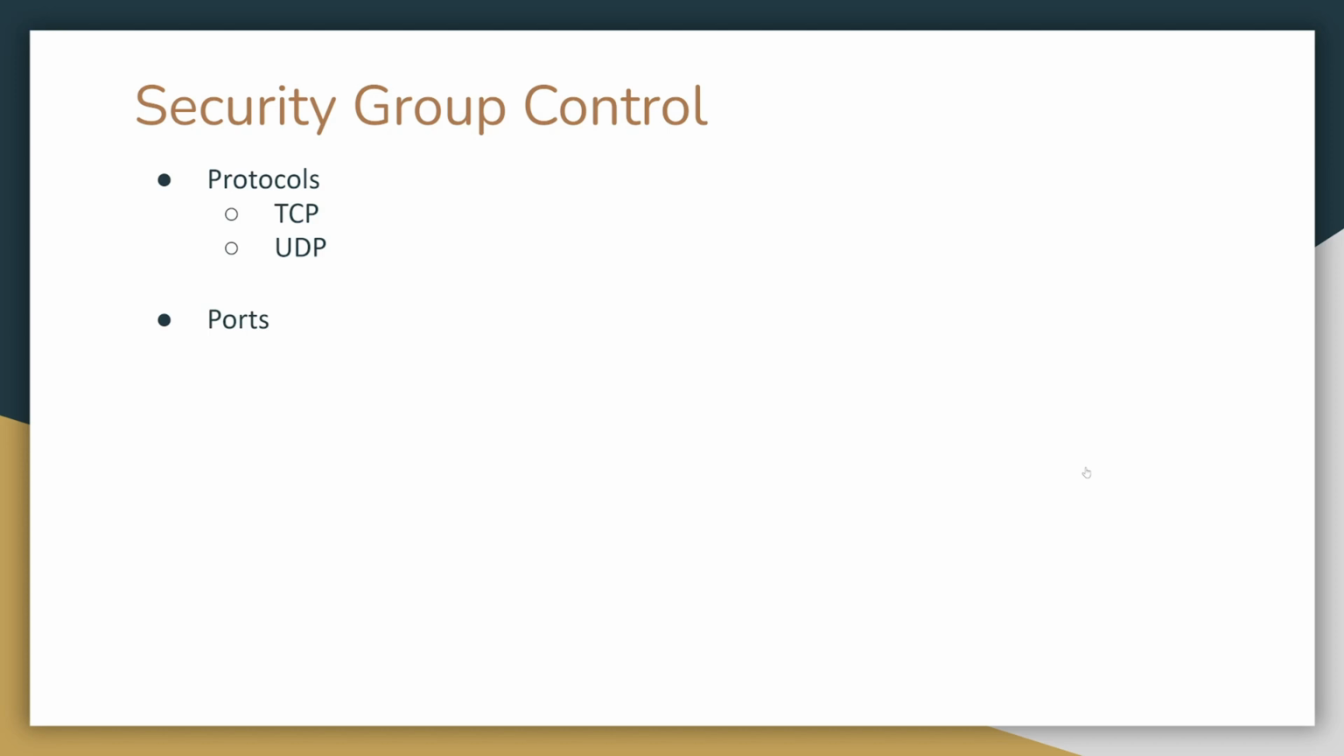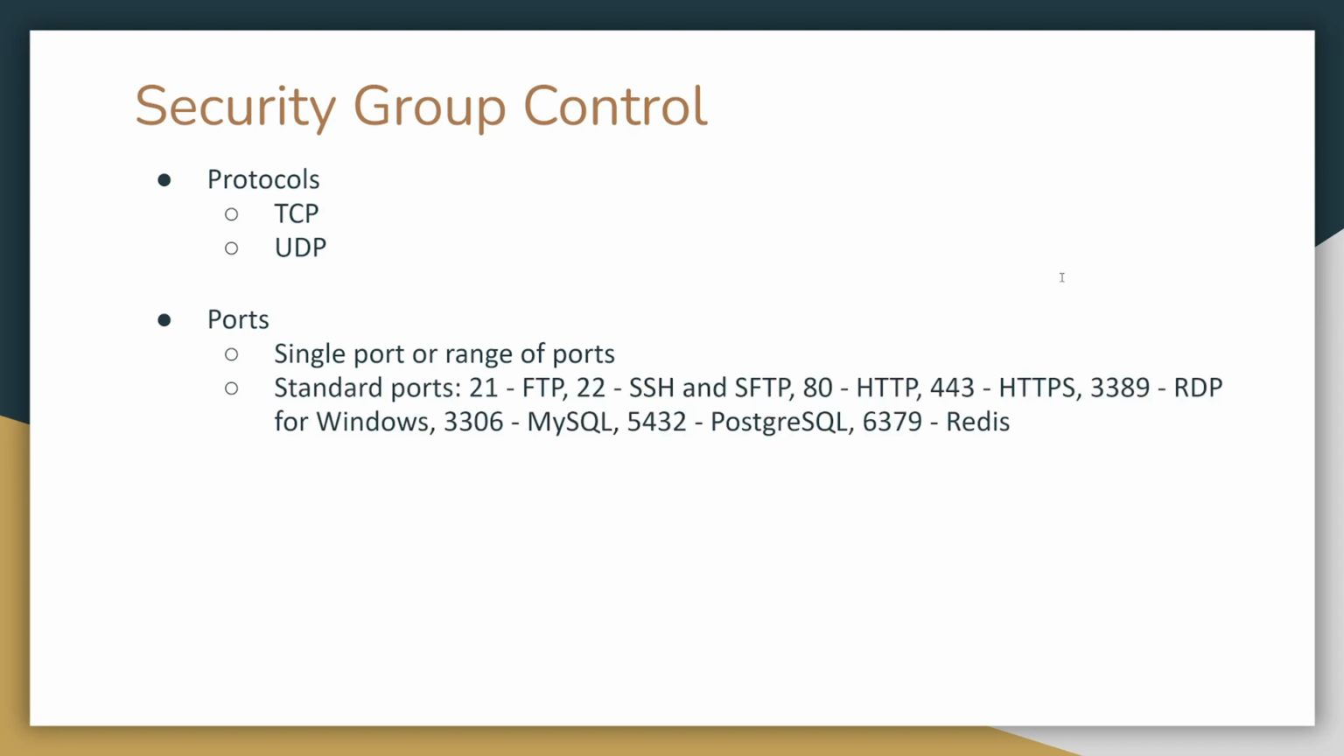Security groups control ports. You have a single port or a range of ports, and the standard ports are 21 for FTP, File Transfer Protocol; 22, which is SSH, Secure Shell, and also Secure File Transfer Protocol; 80 is used for HTTP, and 443 is used for secure HTTP, basically the web traffic. 3389 is RDP for Windows. It's the Remote Desktop Protocol. And then I also frequently use 3306. This is the port for MySQL, 5432 for PostgreSQL, and 6379 for Redis.